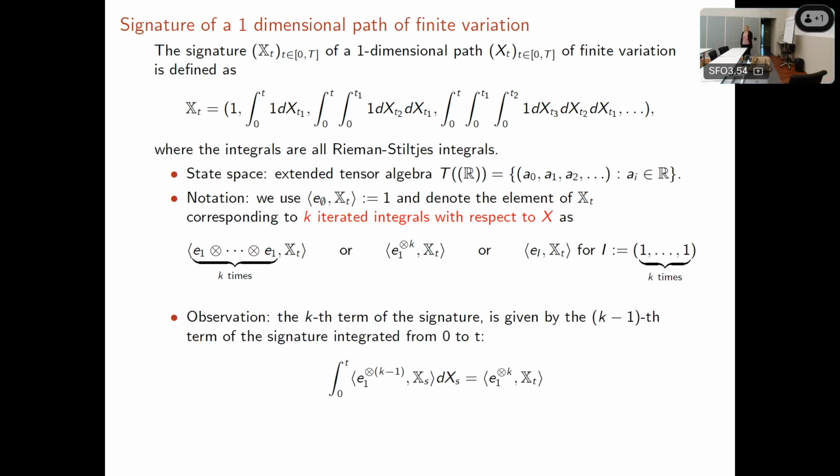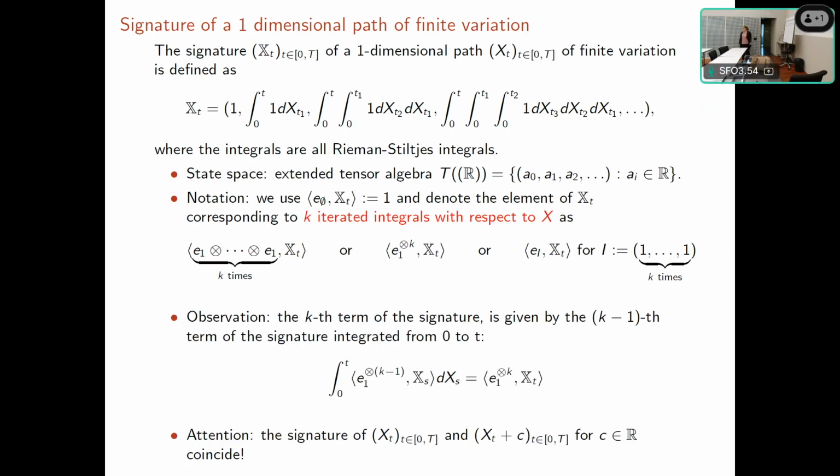Note that each element of the signature can be defined as the integral of the preceding one. So if we already integrated k times and we want the k plus 1 component, we just integrate another time. Okay?